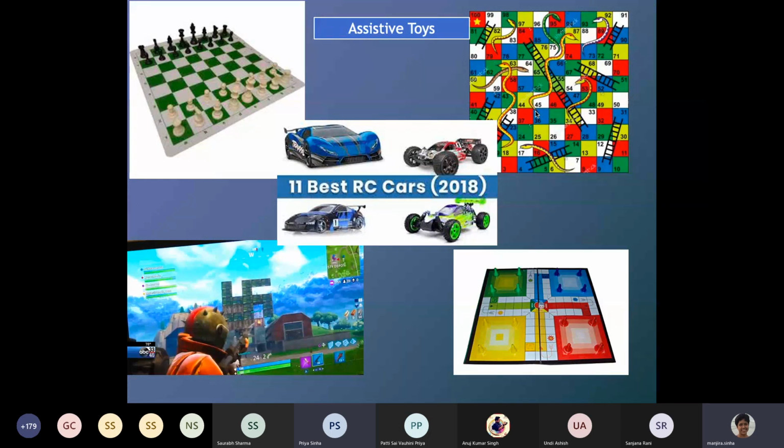Now that may not be a problem for a person with a very wealthy background, but just think, in a typical middle or lower middle class urban or rural setting, spending almost 1000 rupees to buy a Ludo board or a chessboard is not a feasible thing.